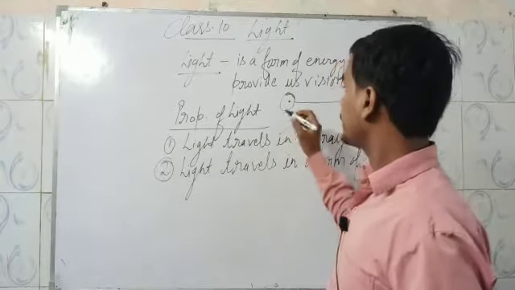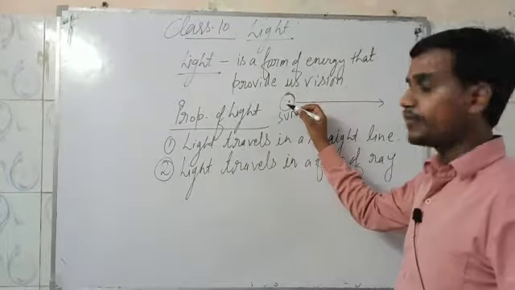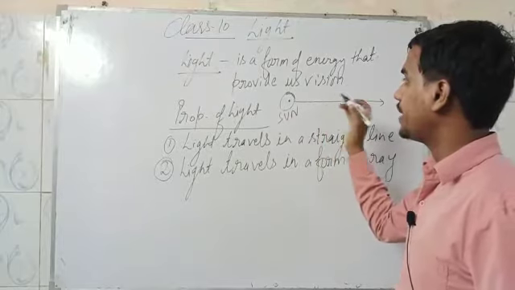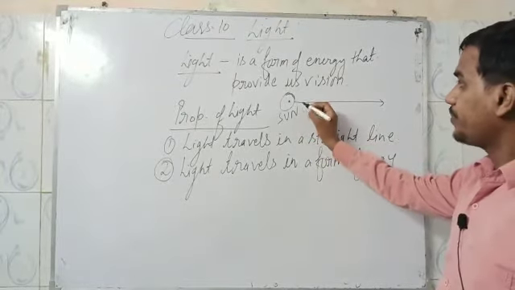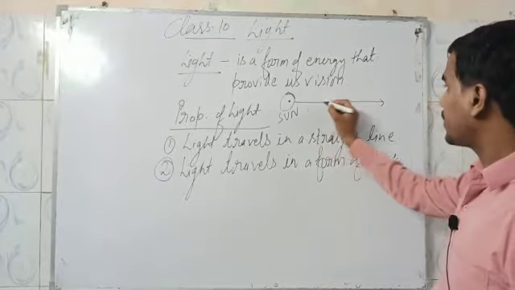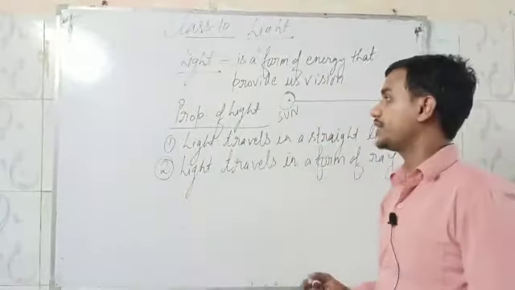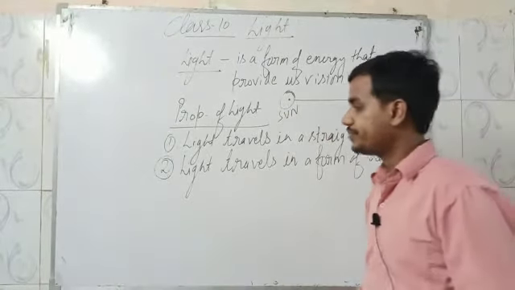If we talk about the sun, it is our fixed point of light, and it is the ultimate source of heat and light energy for us. So the sun is a fixed point of the ray, and from the sun the light travels in infinite directions or distances. So we can say that light travels in the form of a ray.